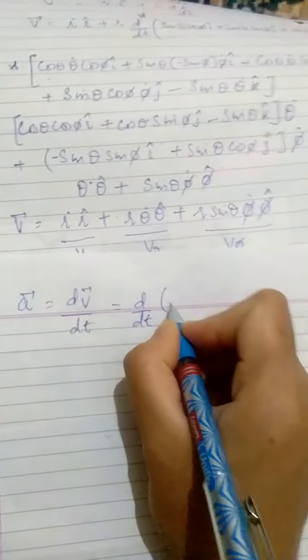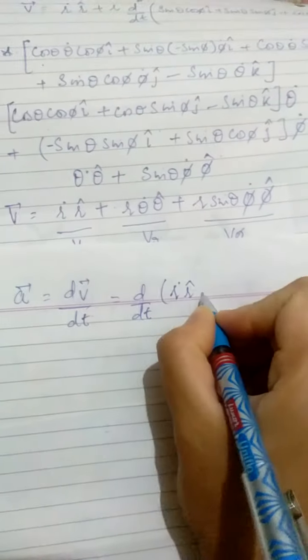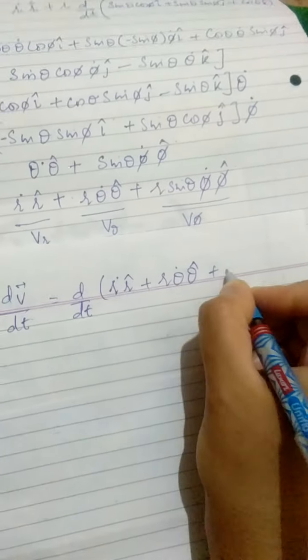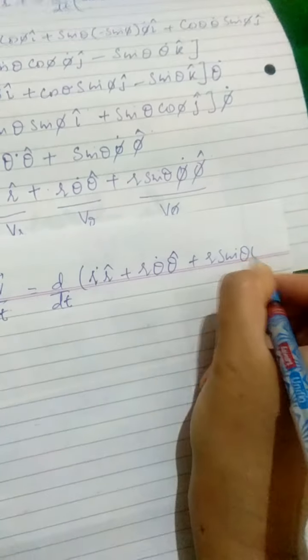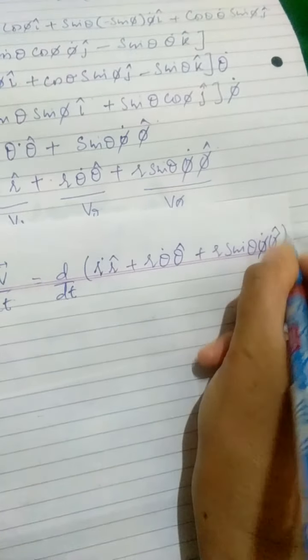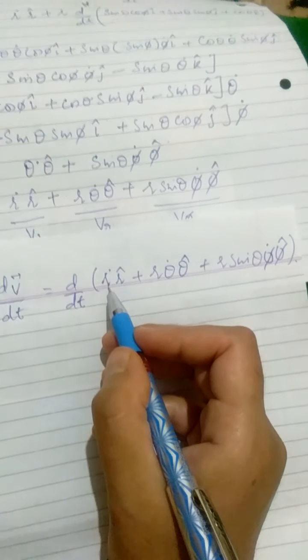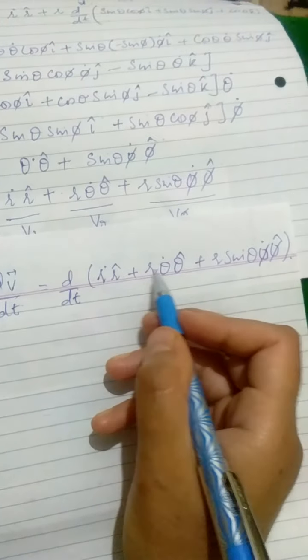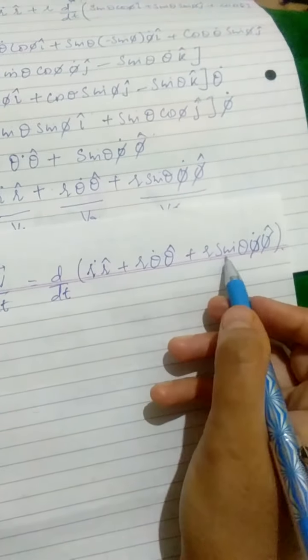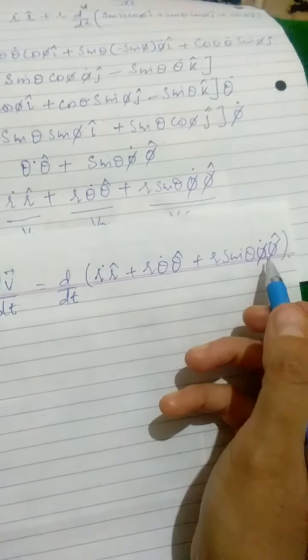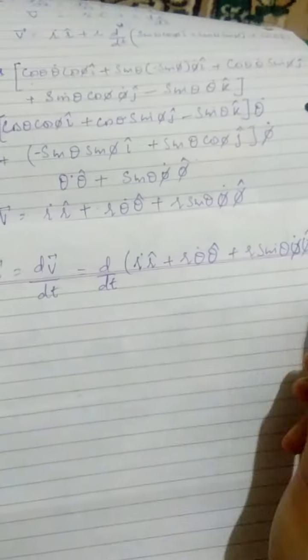So that is r dot r cap plus r theta dot theta cap plus r sin theta phi dot phi cap. Obviously you will be differentiating these terms one by one. So here it will split into 2 factors, here it will split into 3 factors, here it will split into 4 factors. And since you know r cap, you know theta cap, you know phi cap, you can easily differentiate it.